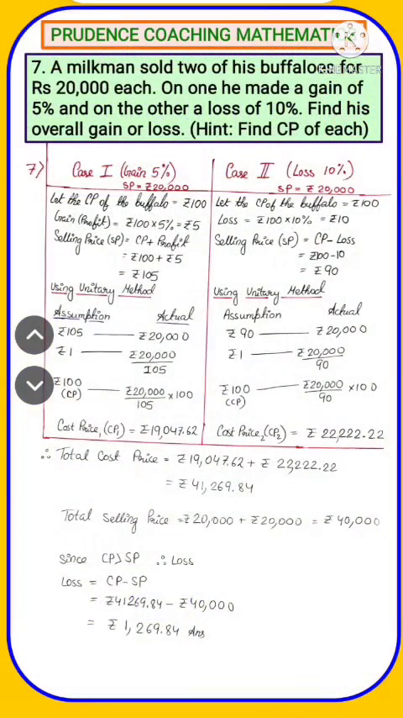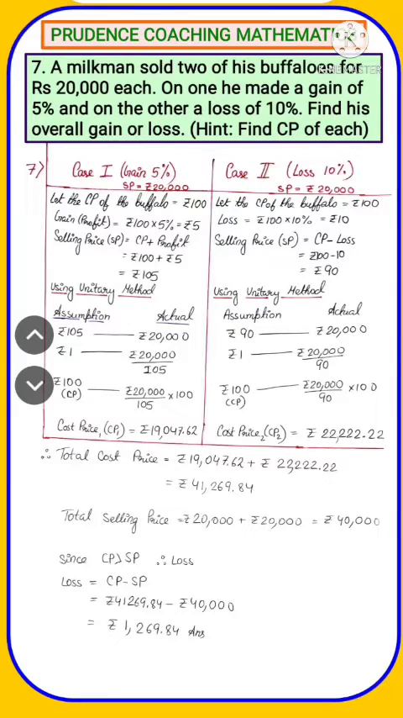So as we have two cases here, it will be better if we make a separation like this. On the left hand side there is case 1, and on the right hand side we have case 2. On the left hand side, as you can see, we have made the column for gain 5%, and on the right hand side we have lost 10%. But in both the cases, selling price is the same, that is 20,000 each.